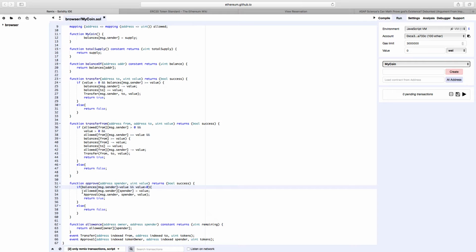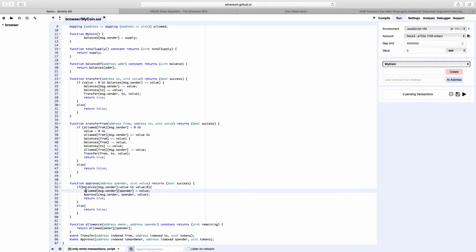If that happens, then the message.sender allows the spender, so the address of the message.sender allows the address of the spender to spend the amount of value whenever he wants. So his allowed amount is now equal to value.